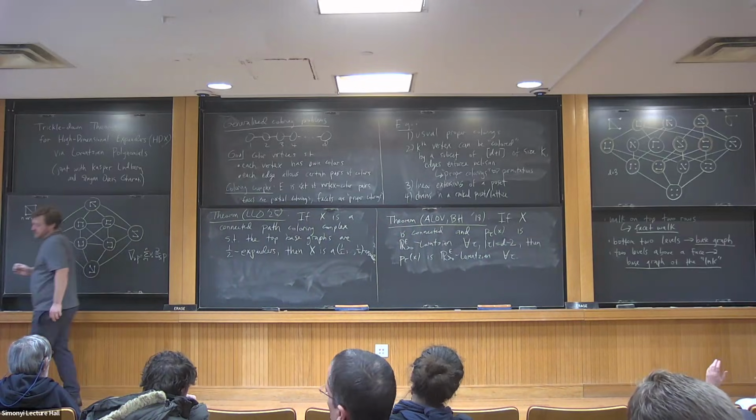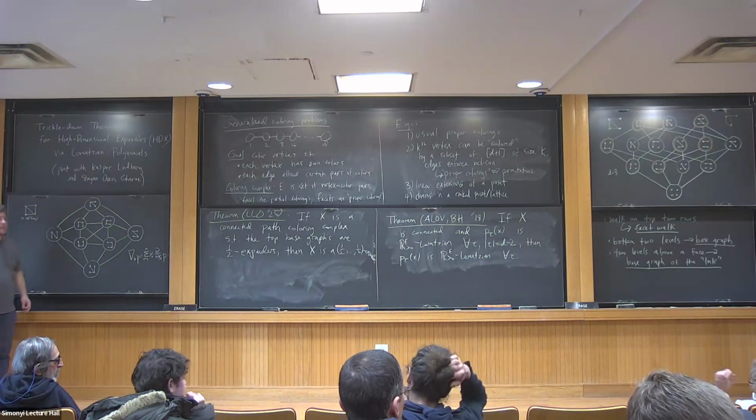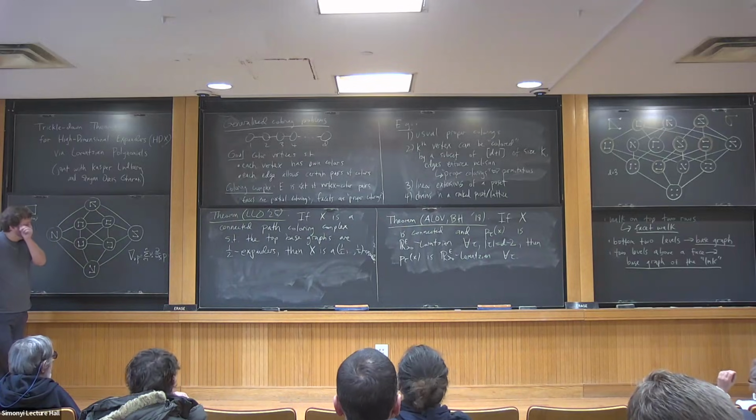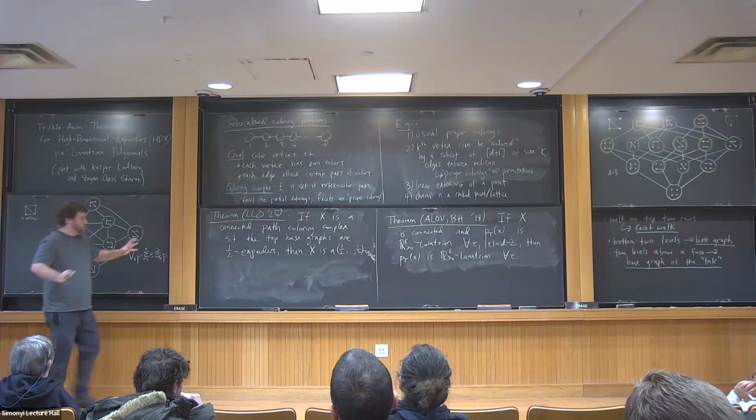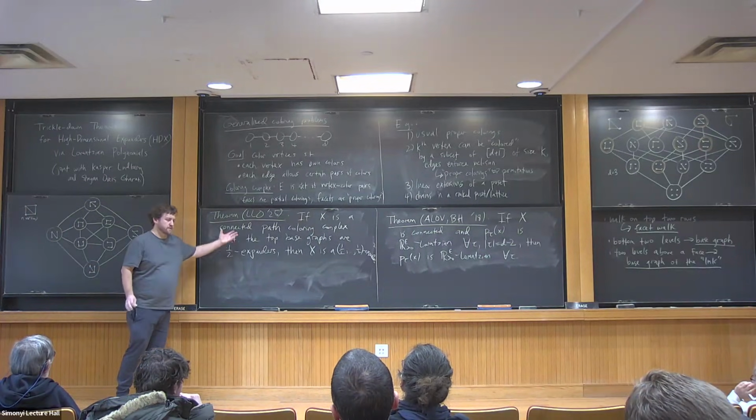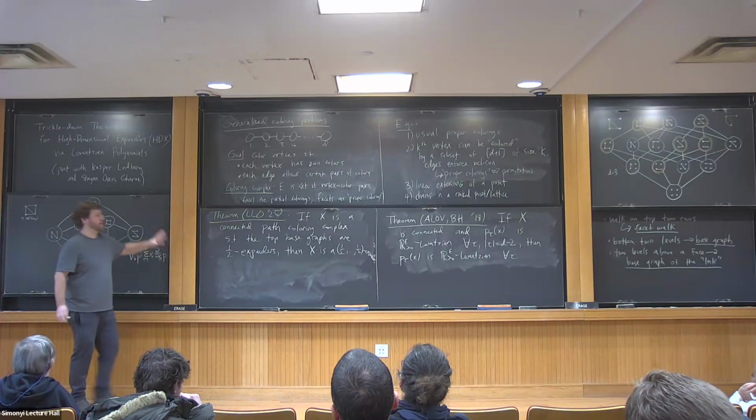So that's the first thing I want to say about this. The second thing is that X is a connected path coloring complex. It means you should have in mind this path of length t, but then the coloring rules are whatever you want. Of course, there is some condition you have to satisfy, but if you can satisfy that, you can choose whatever you want.